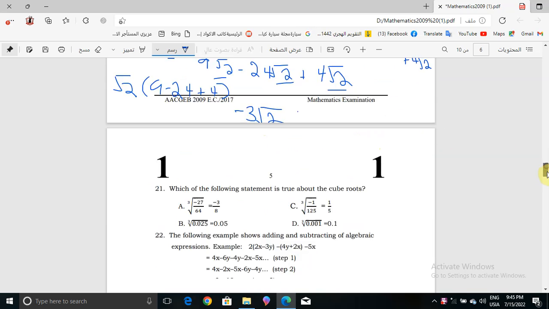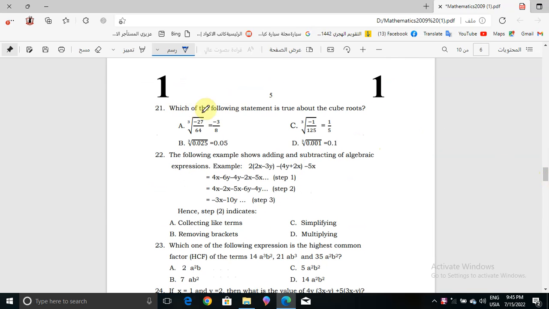Okay, now let's go for question number 21. It says, which of the following statements is true about the cube roots? By saying only, choice D is the correct one. Why? Because it says 0.001 is equal to 0.1, right? The cube root, because 0.1 times 0.1 times 0.1 will give us 0.001. So that means this one is the correct one. So choice D is the correct one.